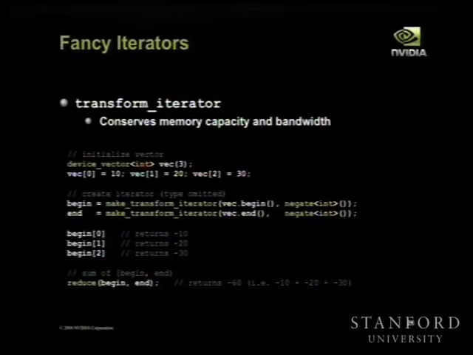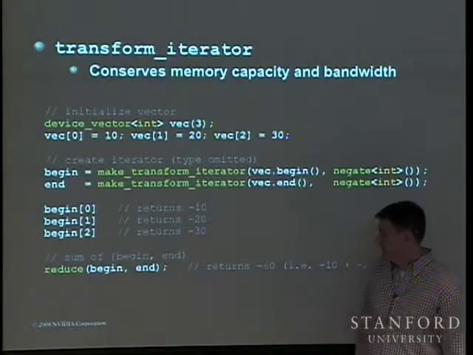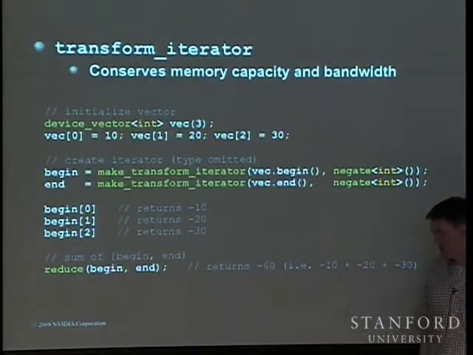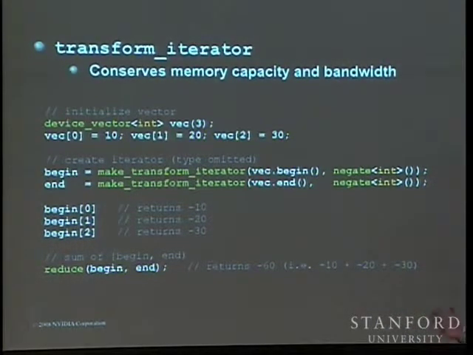Okay, so here's an example of that. I have an array in memory with the values 10, 20, and 30. I'm going to apply a negation transformation to those. And whenever I read these values, I get the negated results. So again, we can use reduce on these. This is not a good example because you could just factor out the minus. But we'll see a more interesting example of this later on.